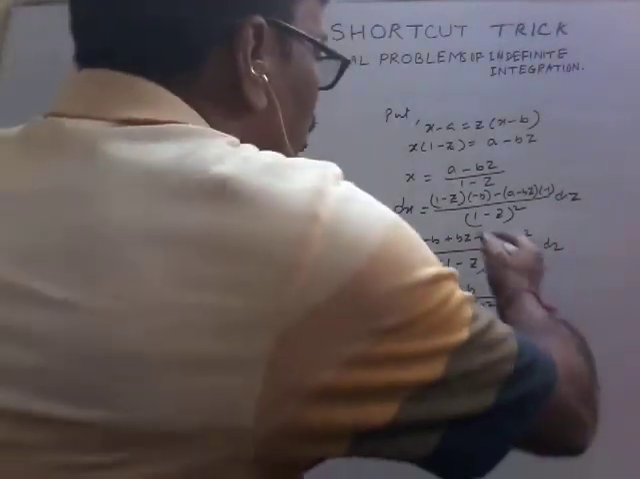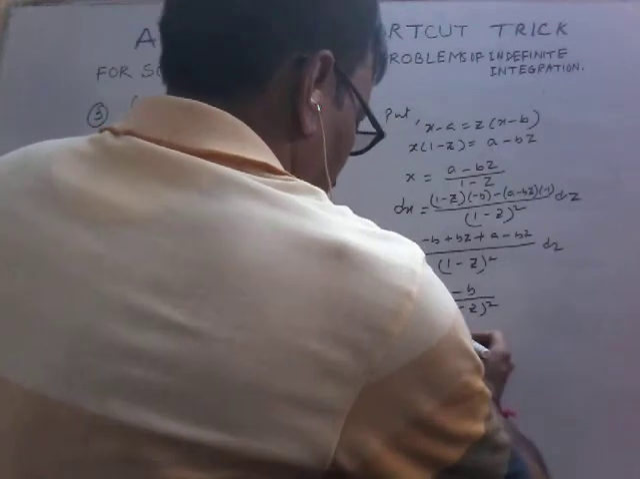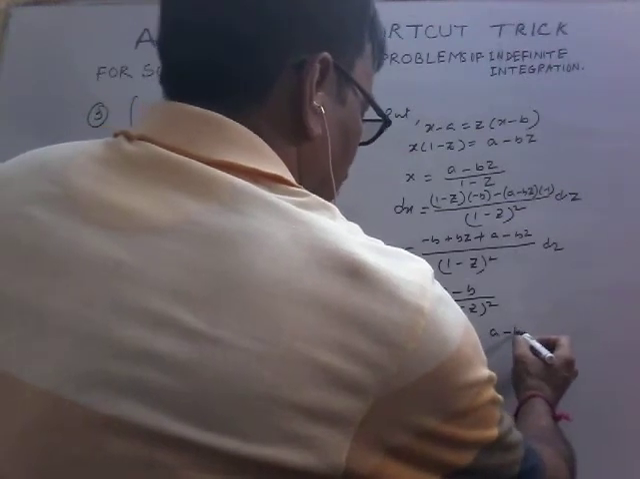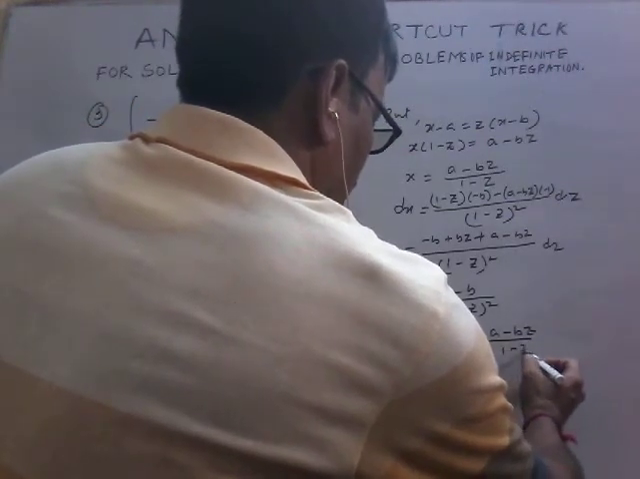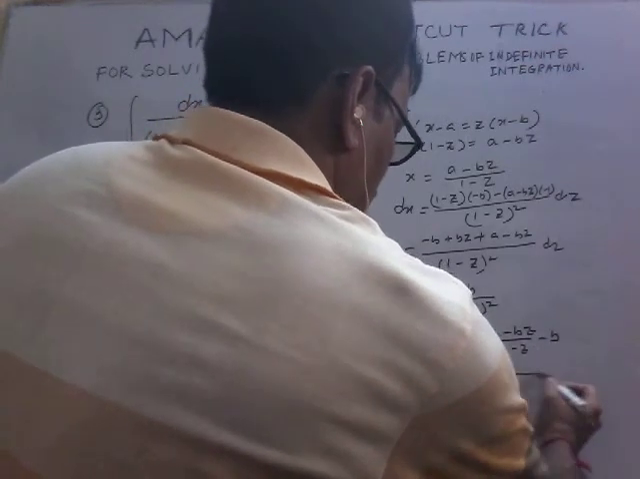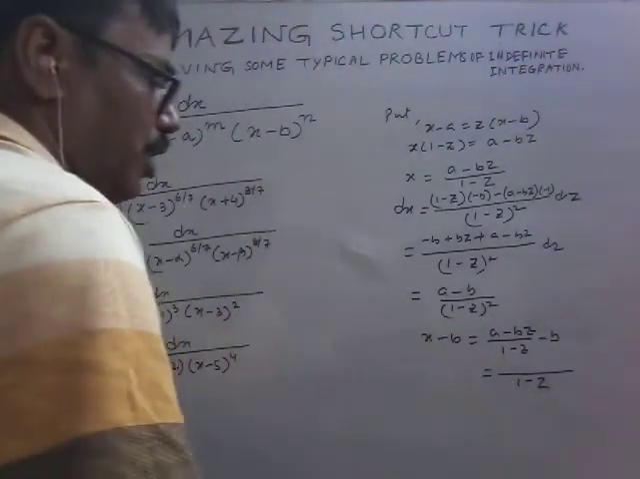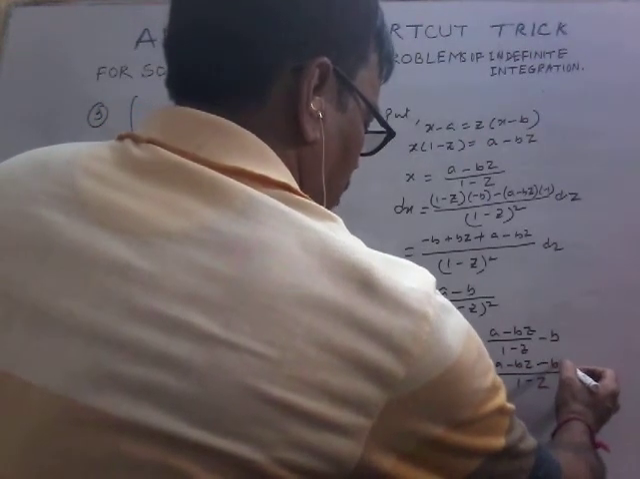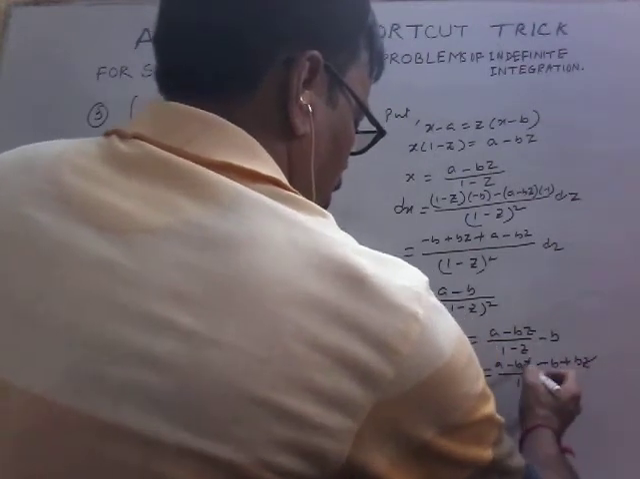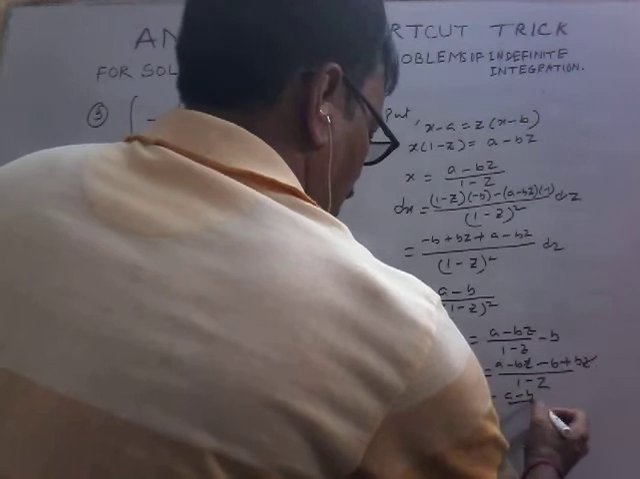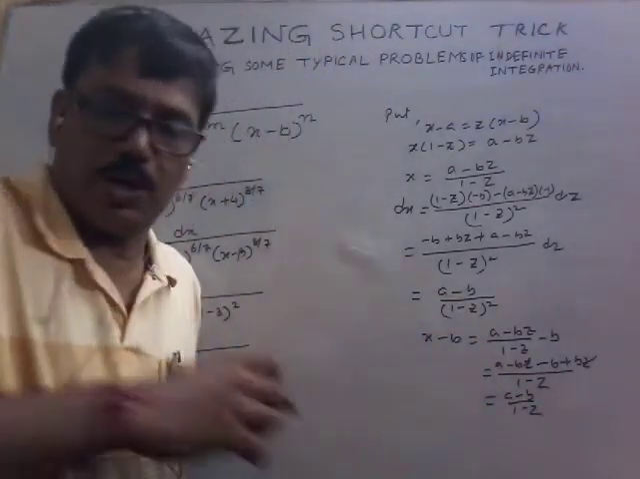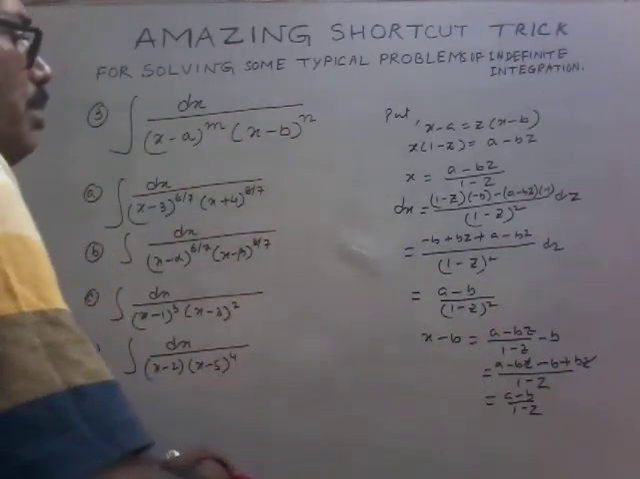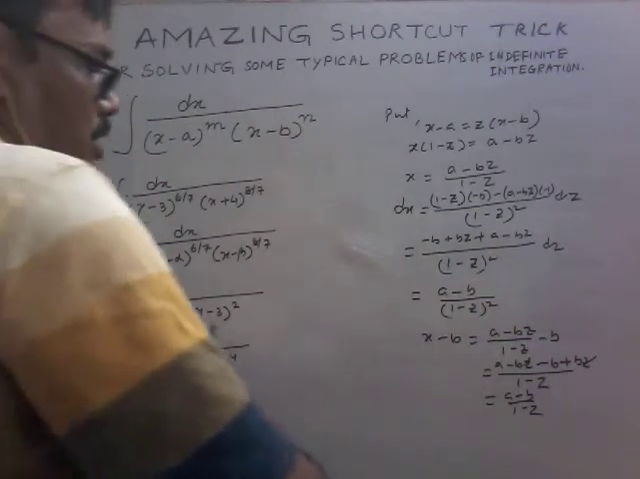Now look, what is the value of x minus b? If we consider x minus b, what is x? (a minus bz) by (1 minus z) minus b. Again in the numerator it will be free from z. So a minus bz minus b plus bz, so we are getting (a minus b) by (1 minus z). So this is our general method. You should know the general method. So what will be the integration?